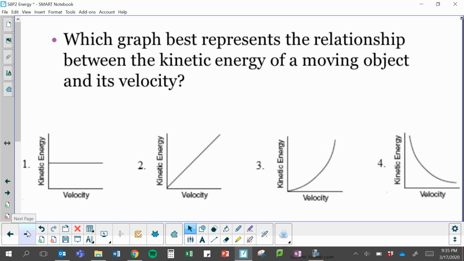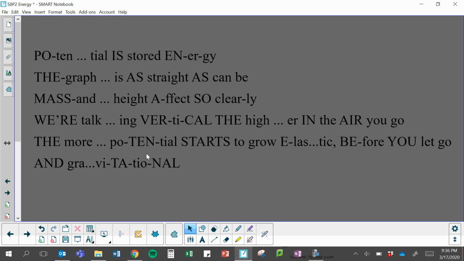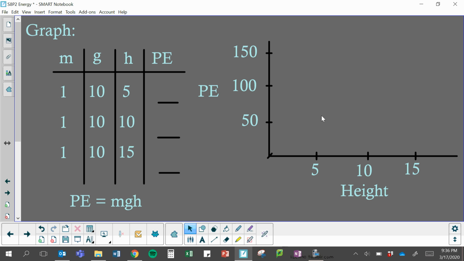The only time that we have an energy graph that curves is when it's kinetic energy and velocity. Because if you remember from our song, for potential energy the graph is always going to be straight, and it says it in the song. The graph is as straight as can be. So the graph's always straight for potential energy. So that would be like this example.